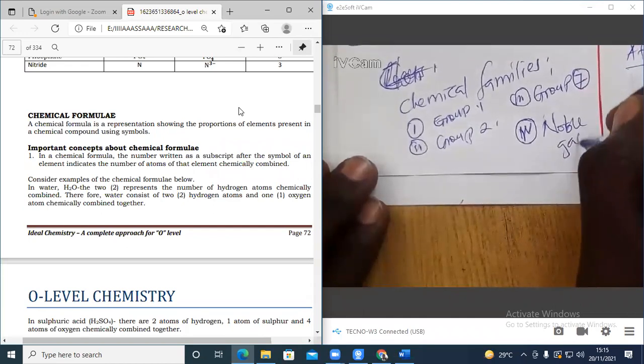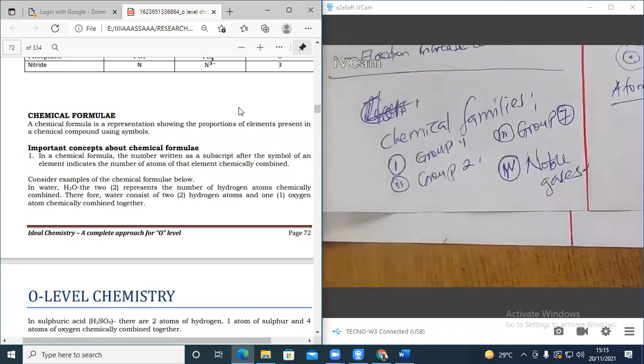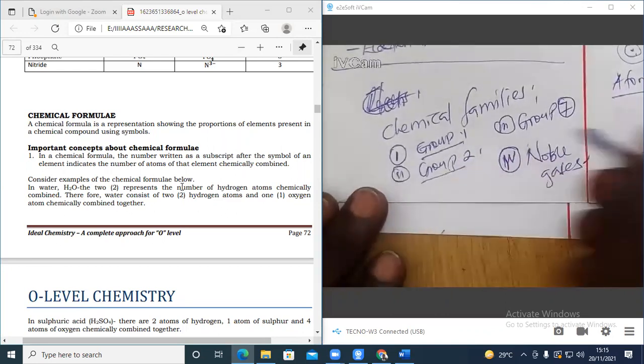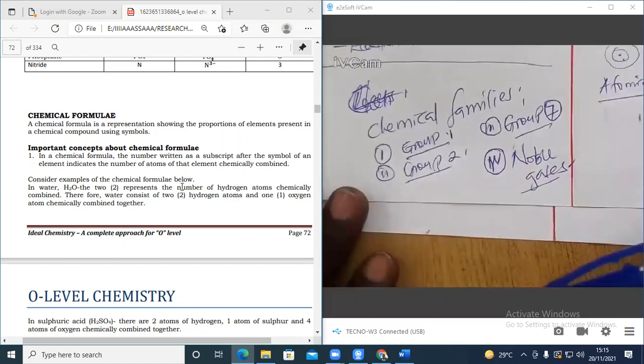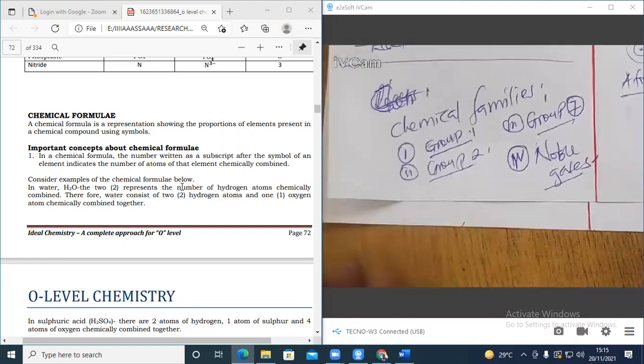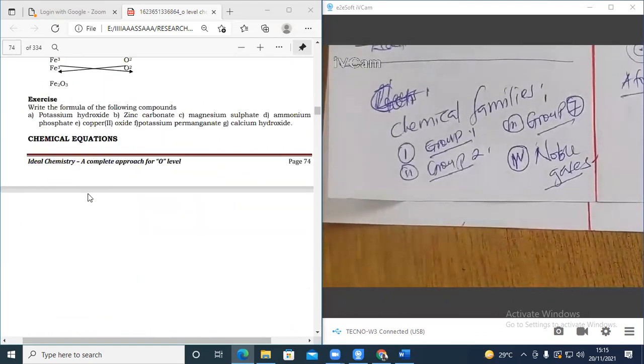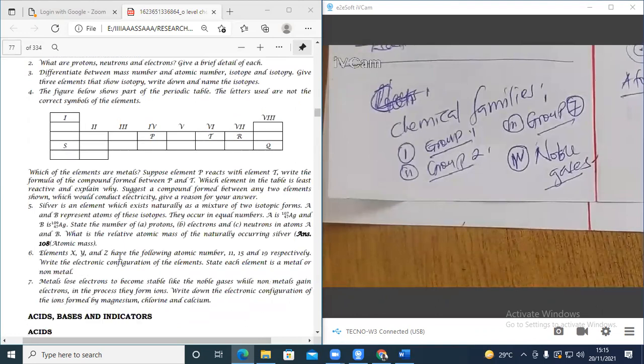Noble gases. So how many are we here? We are 5, isn't it? Yes? 6. 1, 2, 3, 4, 5. You are 5. Okay. I will also join one person. But I want the work many to come from you. So since there are 6 groups, 4 groups, the ones that are normally known, this one is found here. Let me take you through this.